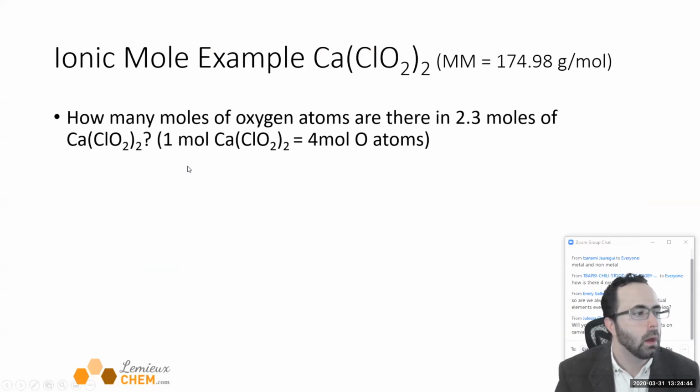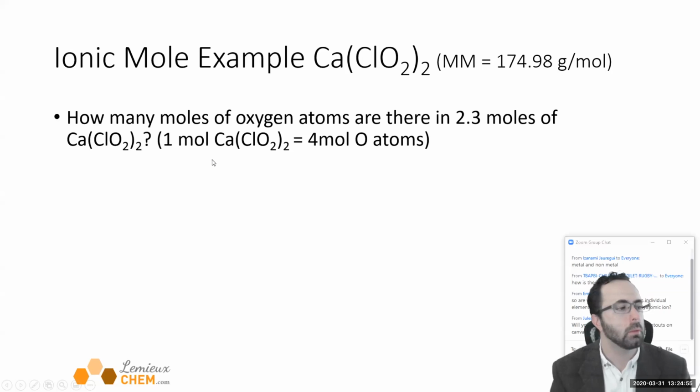Okay. So if we have 1 calcium chloride, we have 4 oxygen atoms. If we have 1 mole of calcium chloride, we have 4 moles of oxygen atoms. And that's our relationship between moles of oxygen atoms and moles of calcium chloride. That's what we're going to want to use. So let's write our data here. This is not data, what I just wrote. It is a conversion factor.